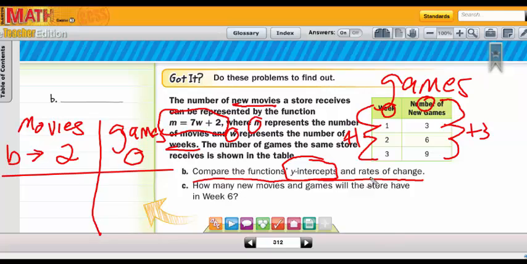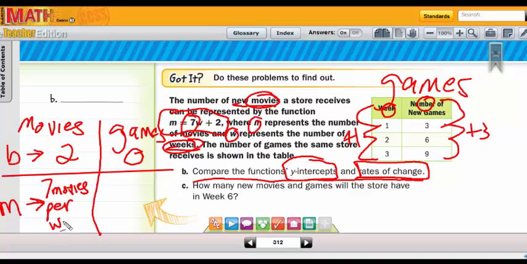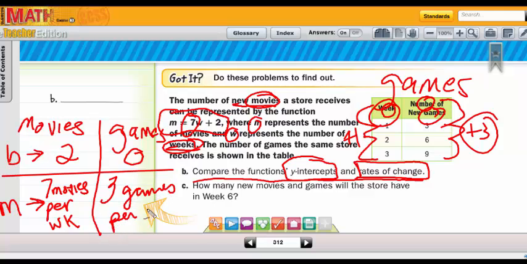The next thing they ask us to do is compare rates of change. Well, the rate of change we're going to call slope. The slope for movies is right here. So it's 7, and we're going to put a unit on that. We're going to say 7 new movies per week. So that's 7 movies per week. And here we have 3 games per week. So we're going to say 3 games per week. So that satisfies letter B. We compared the y-intercepts and the rate of change.